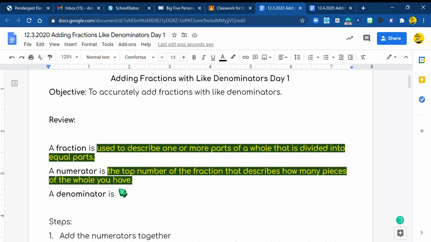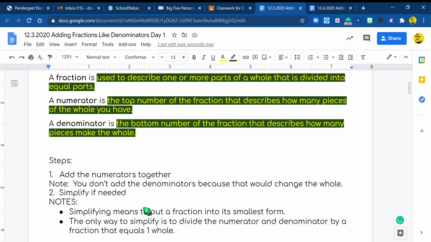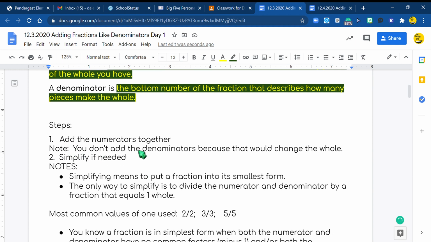Yes, I'm so proud. You guys are reviewing this vocabulary and understanding it. You're right. The denominator is the bottom number of the fraction that describes how many pieces make the entire whole. Great job. So while we are adding fractions with like denominators, you add up the numerators. Please realize you do not add the denominators. No, no, no. That would change your whole.